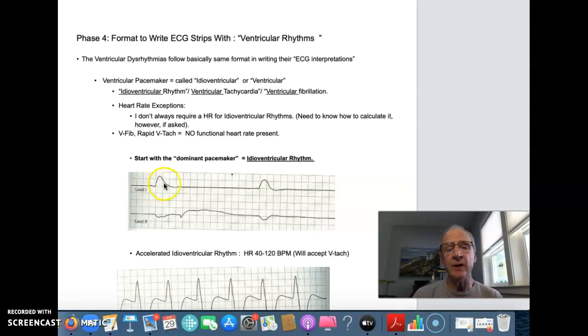The only problem here is that in a junctional rhythm, you have a normal appearing QRS complex, and this doesn't. So this would fall into the category of a ventricular pacemaker as the dominant pacemaker in this strip. No P waves, and all ventricular dysrhythmias have abnormally wide QRS.